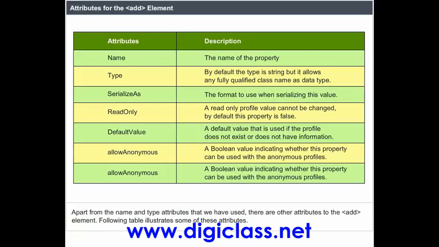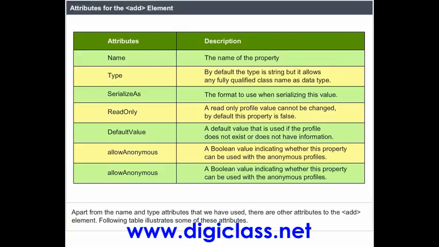Attributes: description. Name, the name of the property. Type, by default the type is string, but it allows any fully qualified class name as data type. Serialize as, the format to use when serializing this value. Read only. A read-only profile value cannot be changed. By default this property is false.